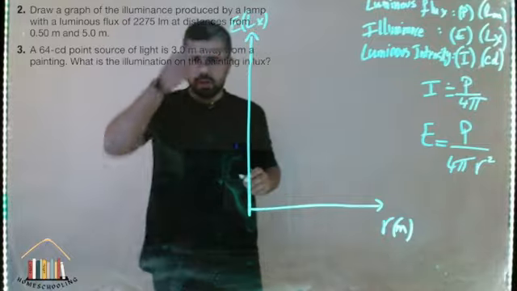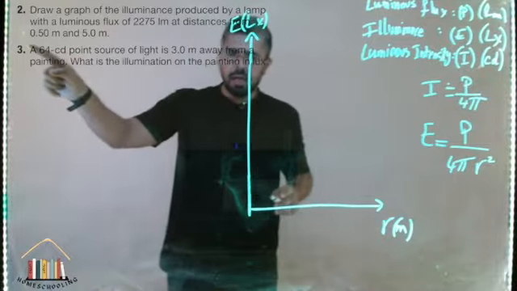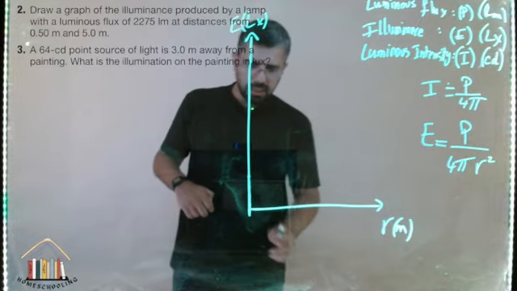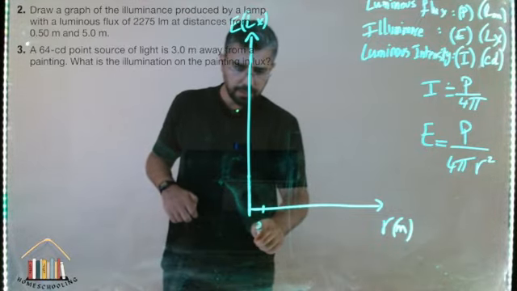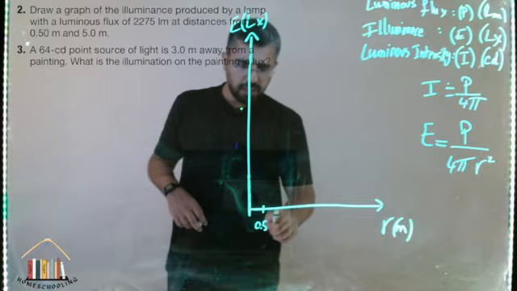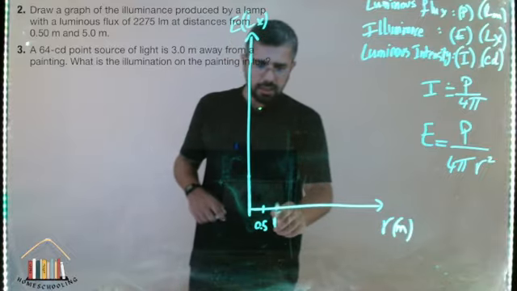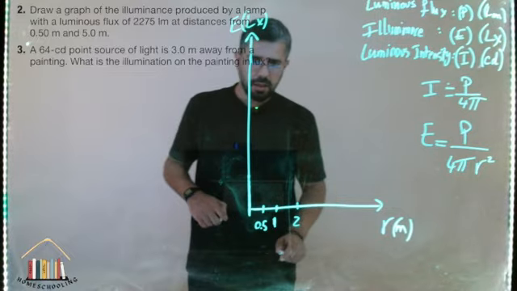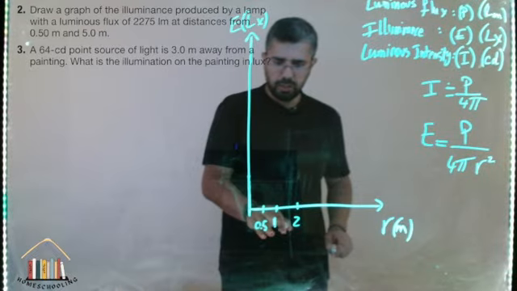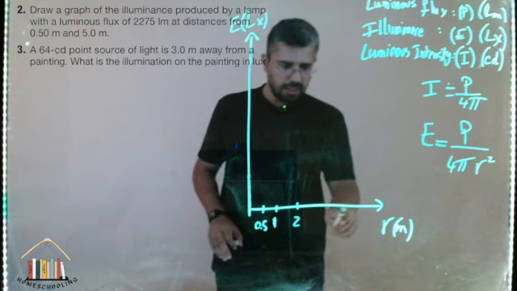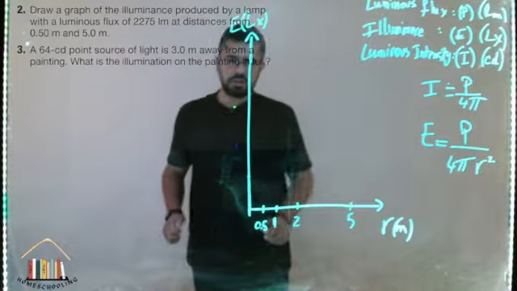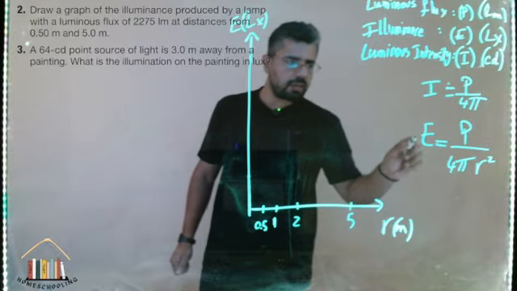All right, I'll not choose all the distances from 0.5 to 5 meters, but I'll take a few positions. So let's take first 0.5 meter. I'll choose as well 1 meter. I will take as well 2 meters. I'll calculate the illuminance at 0.5, 1 meter, 2 meters, and let's say 5 meters. So I choose 4 values.